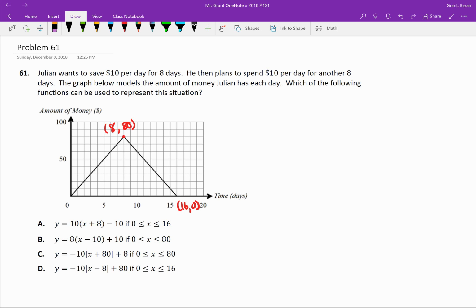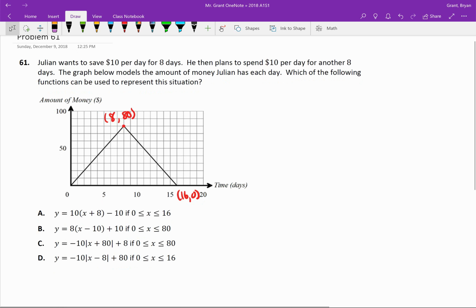The question, though, is which following function can be used to represent this situation? Well, if you look at the graph, we can tell it's that V-shaped graph, and that comes from a linear absolute value function, which means A and B are done right away, right? Because A and B have parentheses. That's not absolute value. These would both make just a line. It would make just one line, and that's that. It would not make that V-shaped graph. So now we're down to C and D.